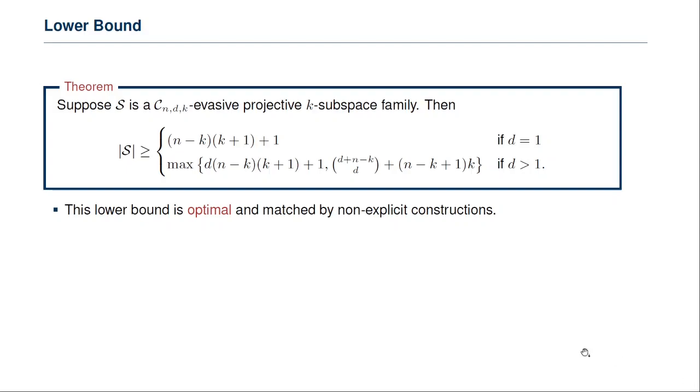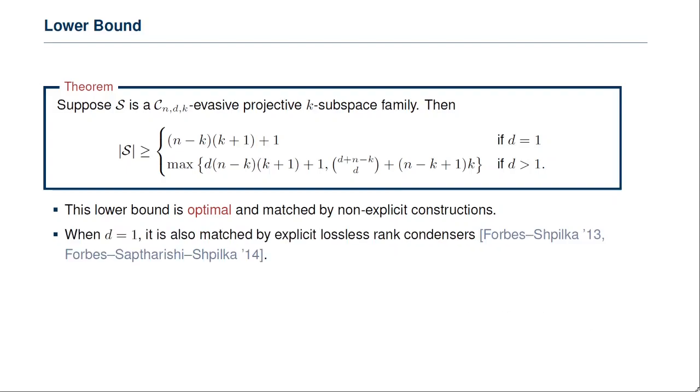And note that the lower bound basically says that when D is small, the size must be at least about n to the D. So this shows that the assumption that D is a constant is necessary for a variety evasive subspace family to have polynomial size. And one nice thing is that when the degree D equals 1, then this lower bound is also matched by explicit constructions, particularly by explicit lossless rank condensers. And this also shows that the existing analysis of explicit lossless rank condensers is actually optimal.